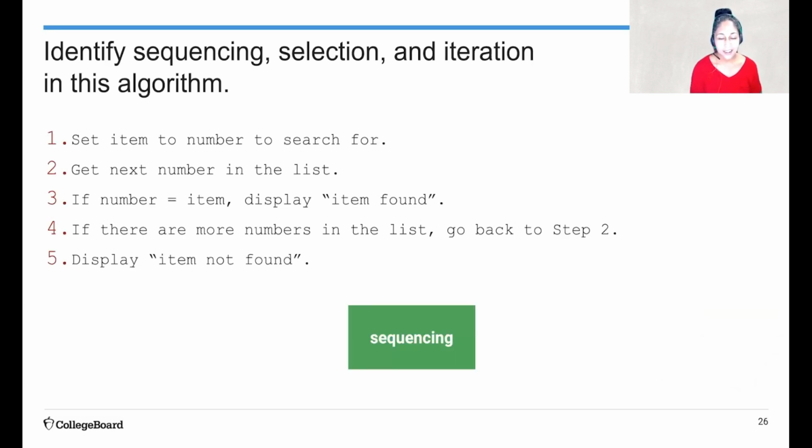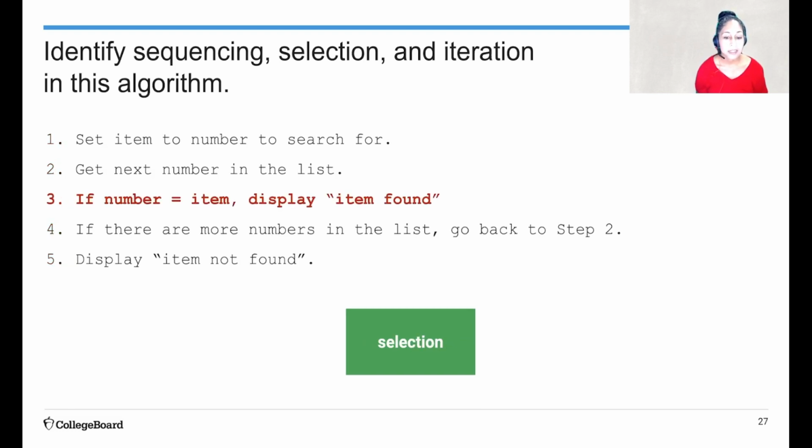So again, our sequencing is indicated with our step numbers. I'm going to do this step and then this step, step 3, step 4, etc. I'm going to do those in that specific order. I have selection on step 3, where I'm checking if the number is item, then I will display that I found the item.